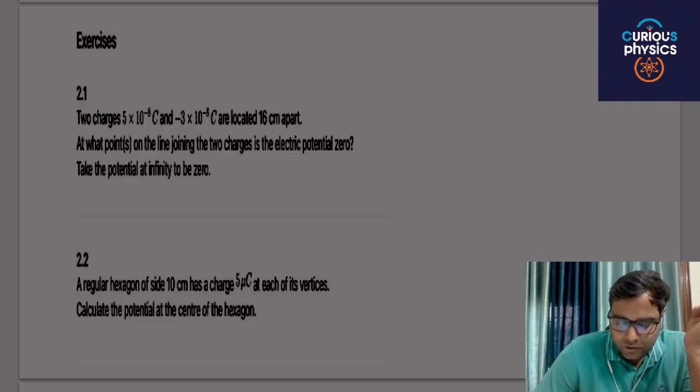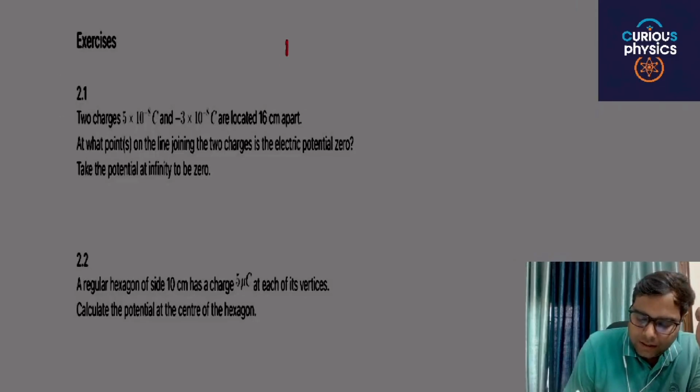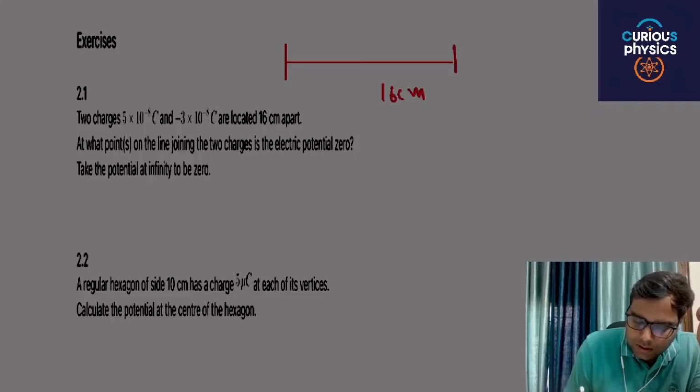At what points on the line joining the two charges is the electric potential 0? You can find it. Let's say this is a question: two charges are 16 centimeter apart. This one is 5 into 10 raised to power minus 8, and this one is minus 3 into 10 raised to power minus 8.